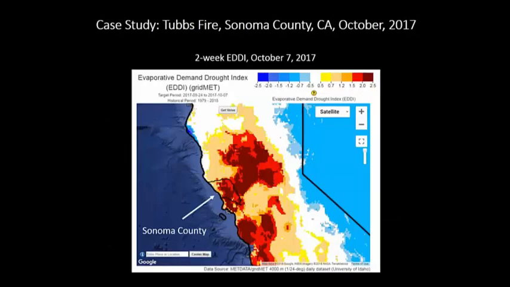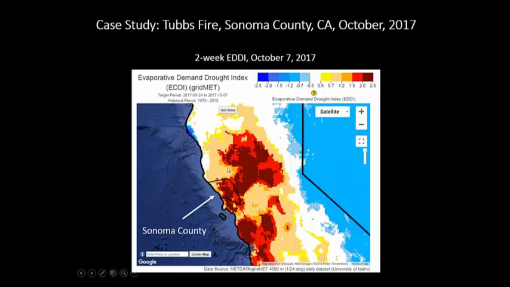And aside from looking at the seasonal scales, we also did a case study looking at these shorter time scales and how they might relate to fire danger in general. The case we looked at was the Tubbs Fire from last October in Sonoma County. This is a map of the 2-week EDDI ending October 7th. The Tubbs Fire started on October 8th. The outline here is Sonoma County, and Santa Rosa is in the east central part of the county.